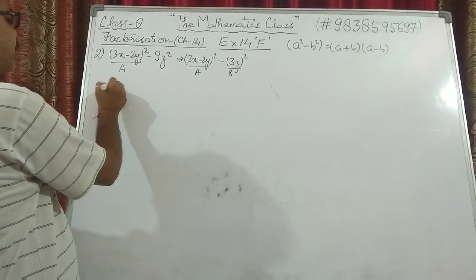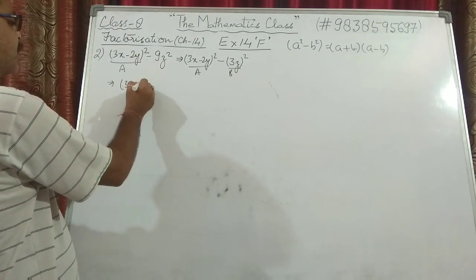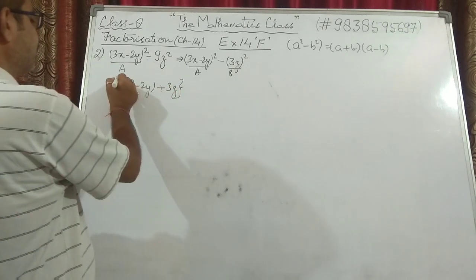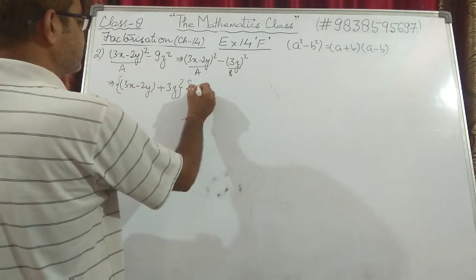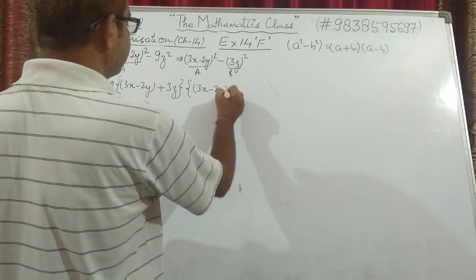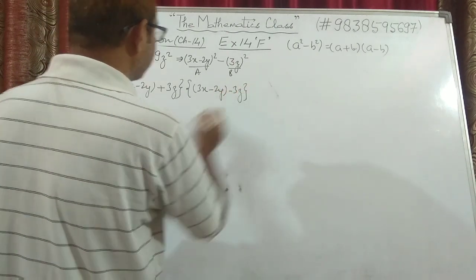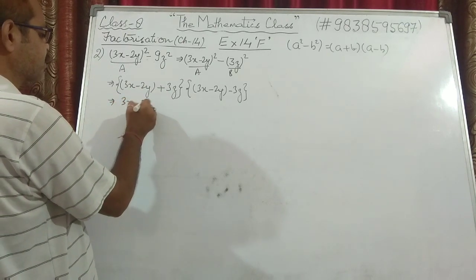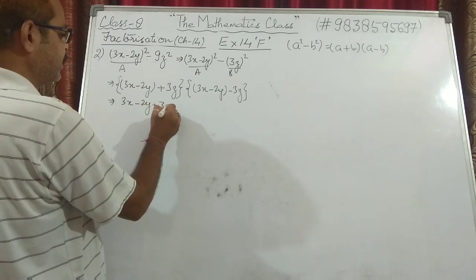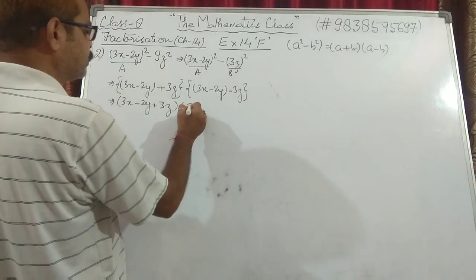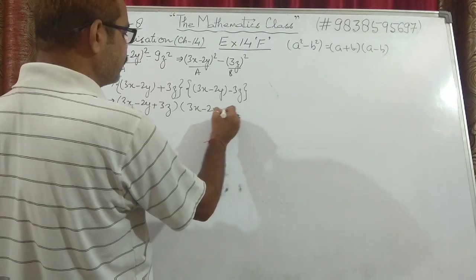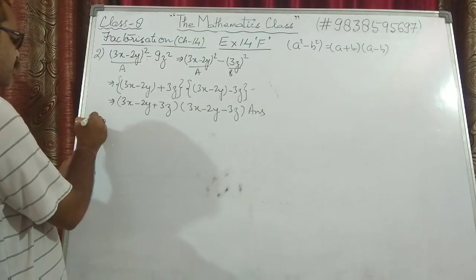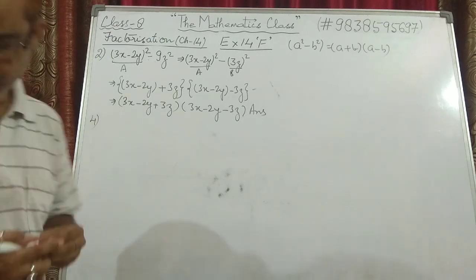So this can directly be written as a, that is 3x minus 2y, plus b, that is 3z, a plus b and a minus b. Again a is 3x minus 2y and minus 3 times z. So if you want to beautify it, this can be written as 3x minus 2y plus 3z and 3x minus 2y minus 3z. This is the beautification of the answer, though this was the answer. Now we move on to question number 4.